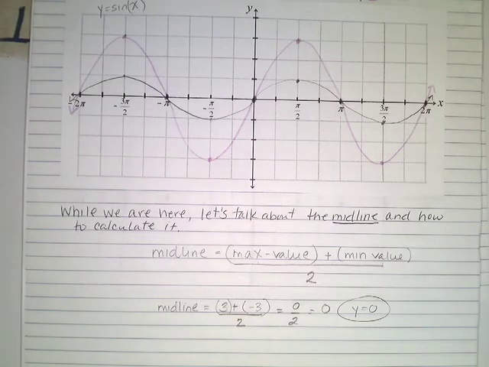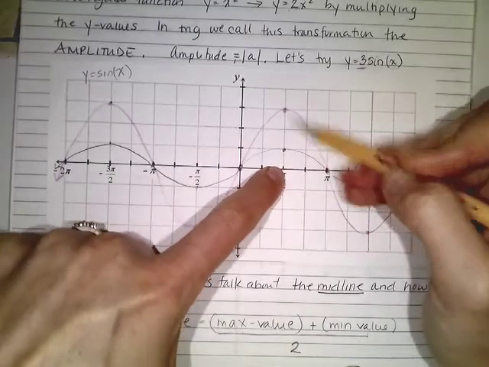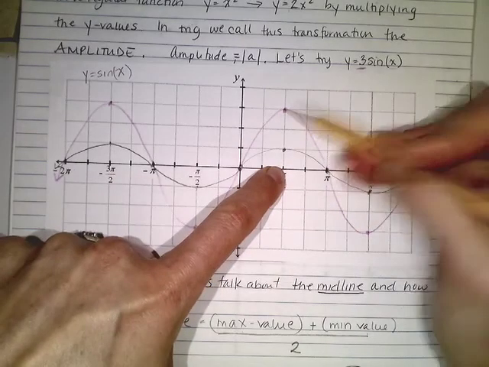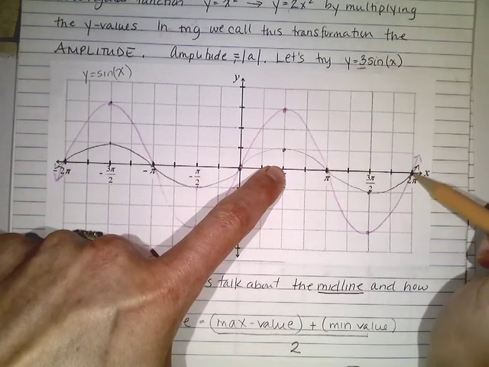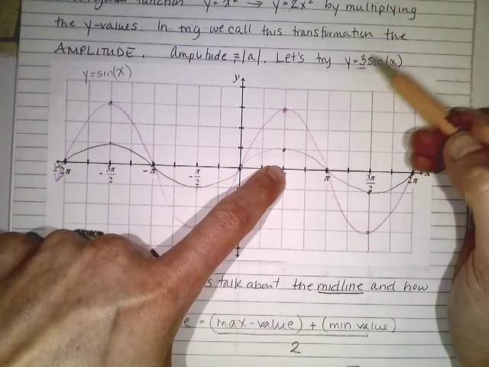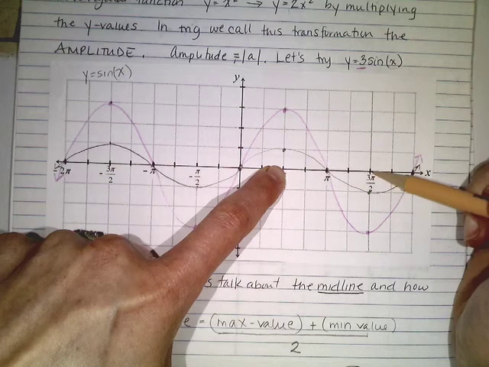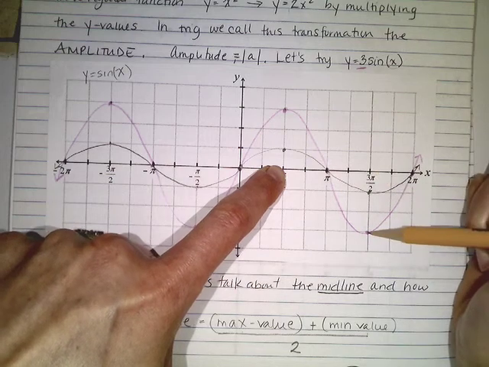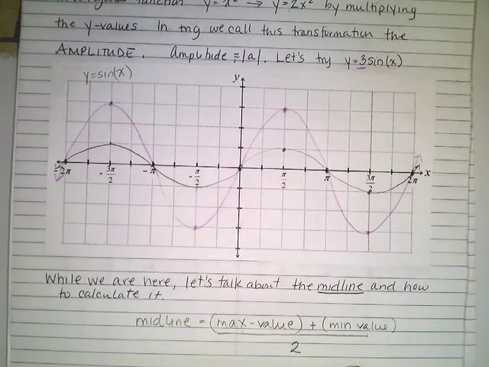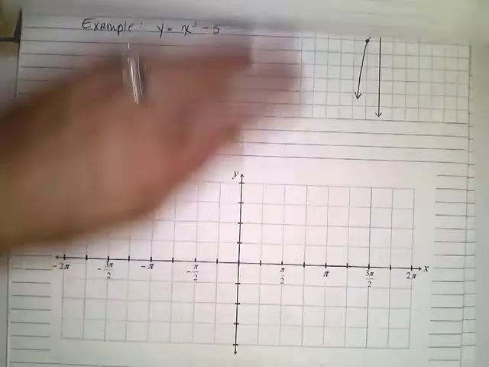And then also think about the relationship between the midline and the amplitude. Notice that the max point is exactly 3 units from the midline, right? The midline is the equation y equals 0, and that's exactly 3 units from the lowest point. Okay, so thus the whole average.